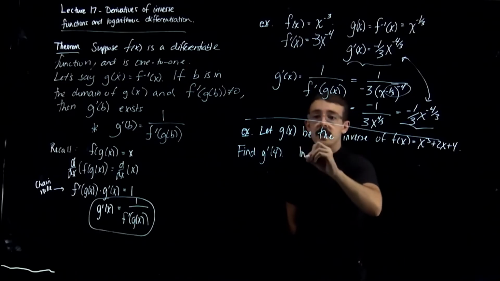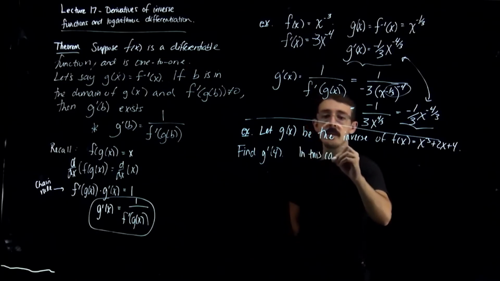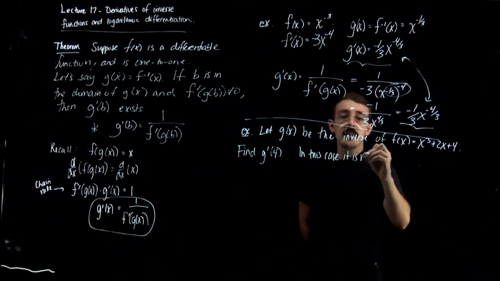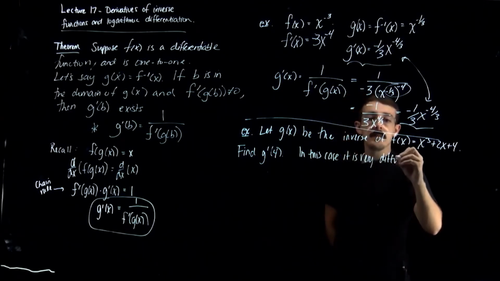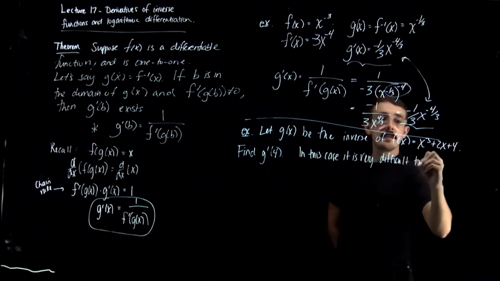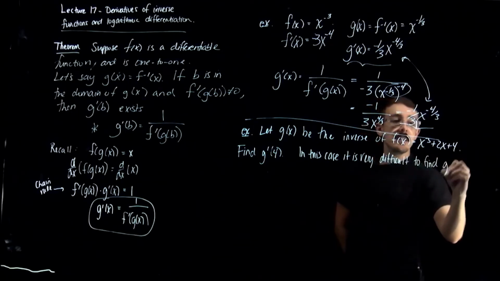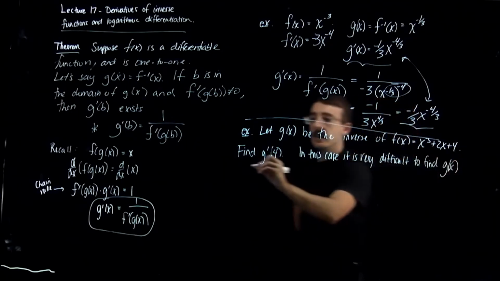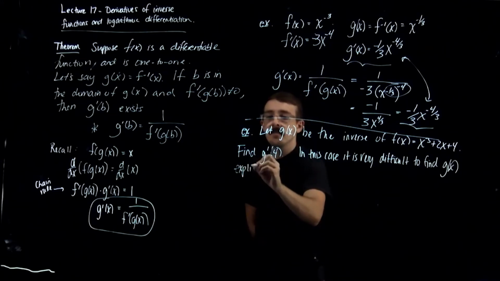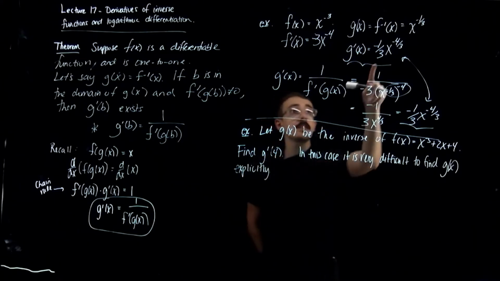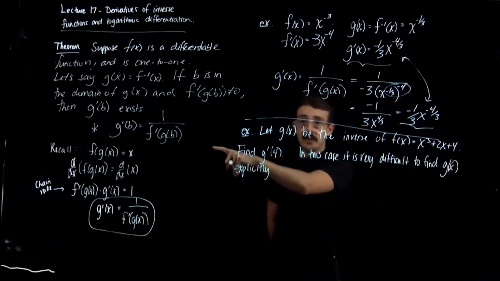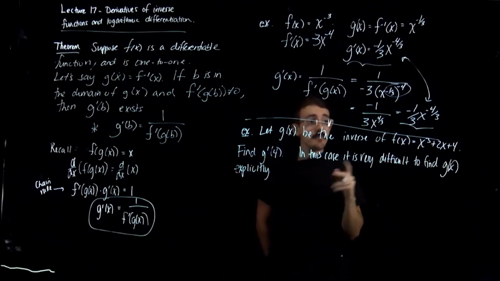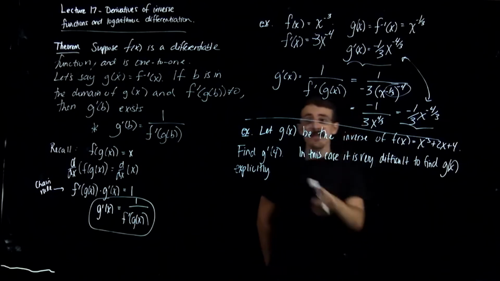So in this case, it is very difficult to find g of x, the inverse, explicitly. So we can't really use the first method I used here before. What I can do, though, is use my formula over there. So we need to make some observations.